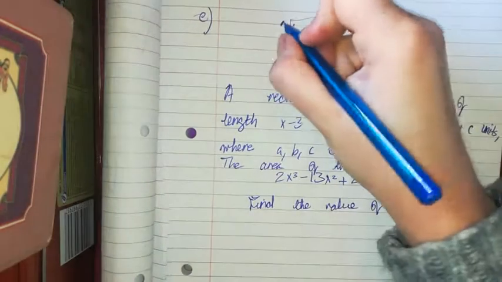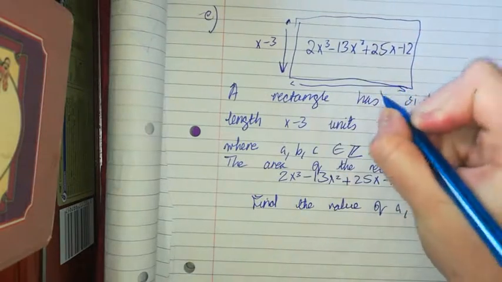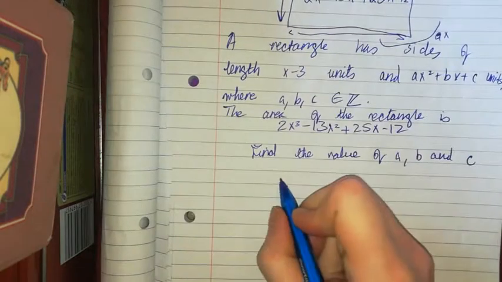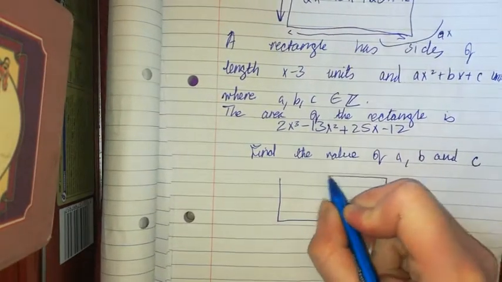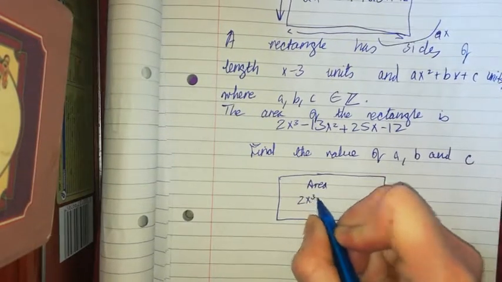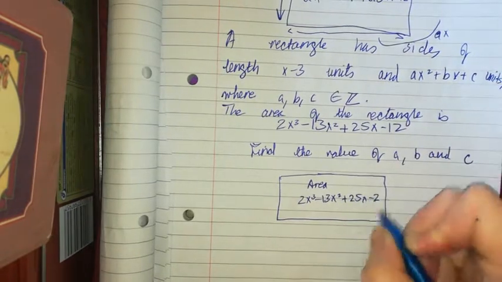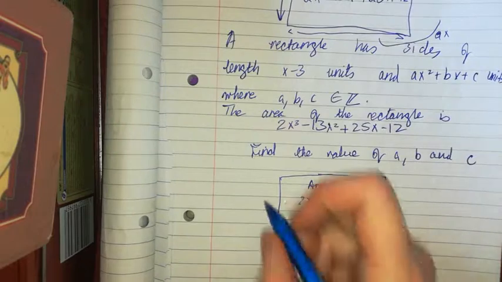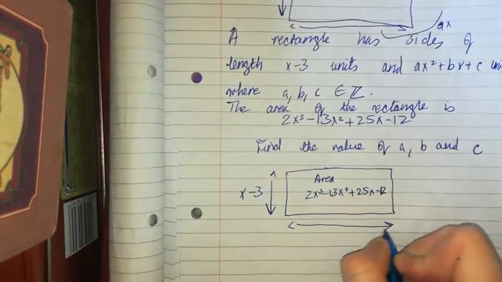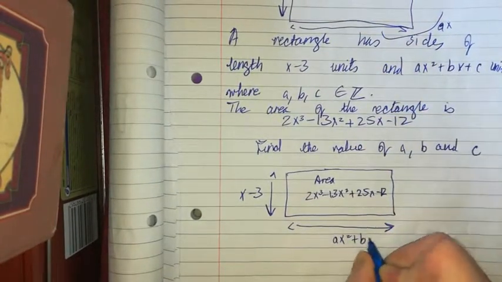So this is a diagram they give me. This is x minus 3, and the whole area is 2x cubed minus 13x squared plus 25x minus 12. Then this is x minus 3, and this length here is ax squared plus bx plus c.